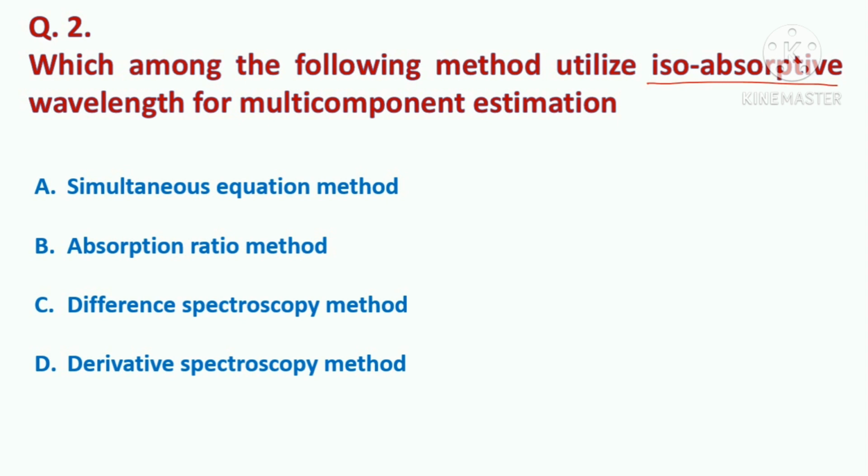Okay, so these are the options: simultaneous equation method, absorbance ratio method, difference spectroscopy method and derivative spectroscopy method. So definitely the simultaneous, difference spectroscopy and derivative spectroscopy are not the correct options. Here the right answer is absorbance ratio method or absorption ratio method. Okay, so in absorbance ratio method we use isoabsorptive or isosbestic wavelength.